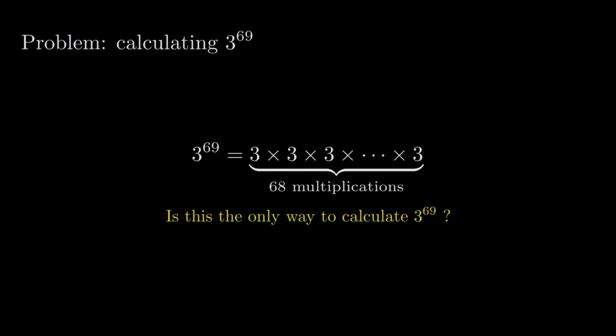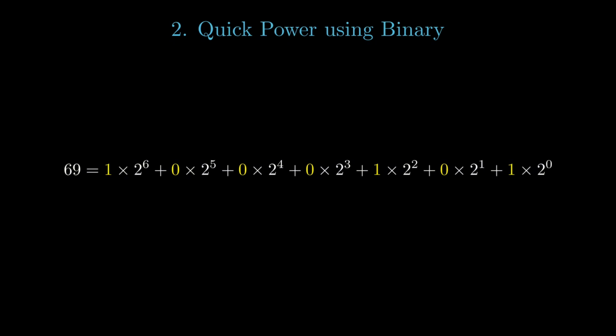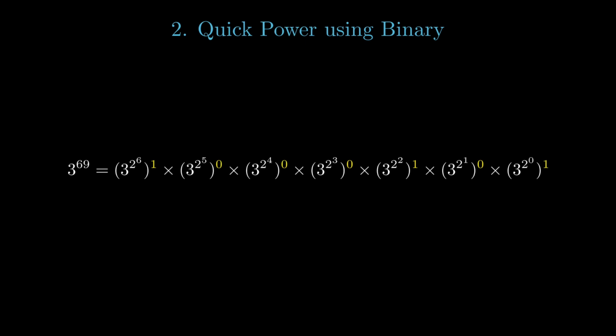There are far more effective ways to deal with the problem, one of which is applying the fast exponentiation method. First, you convert 69 into its binary form. In decimal, it translates to the shown expression. Taking the power of 3 to both sides, we derive the expression.